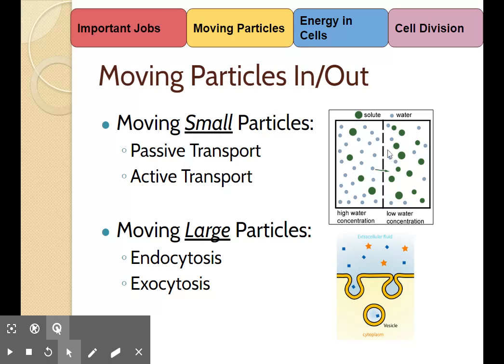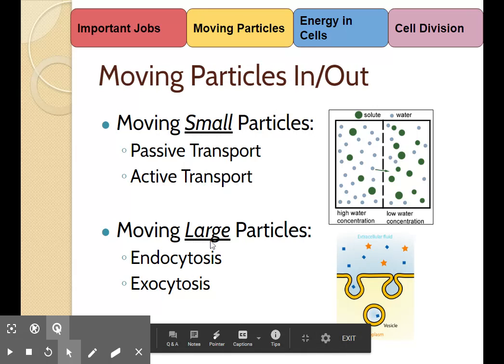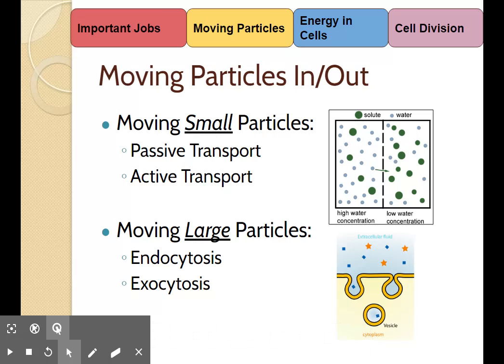Now, particles have to go in and out. So when particles are moving in and out of the cell, it could be just oxygen, it could be carbon dioxide, it could be water, it could be salt. But then it also has to be able to move large particles. And for those large particles, it has to use a couple other fancy words, endocytosis and exocytosis.